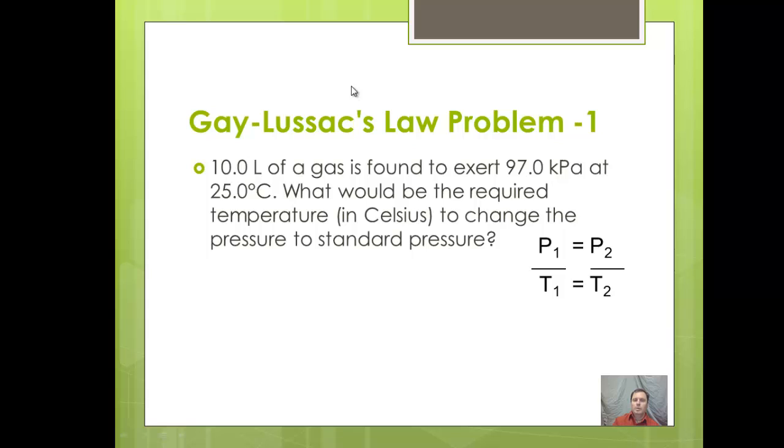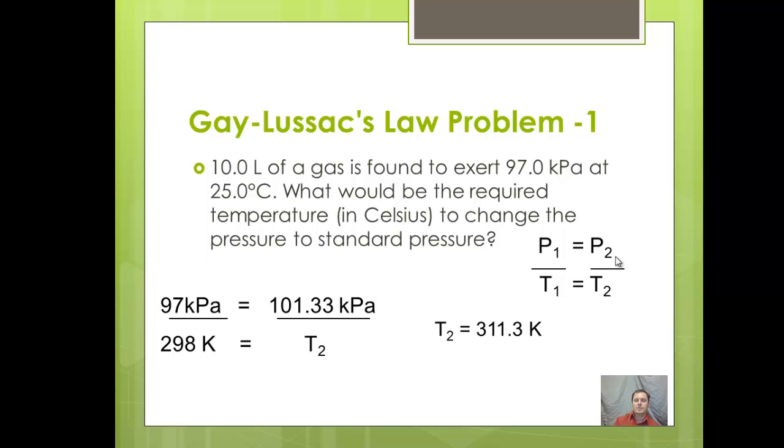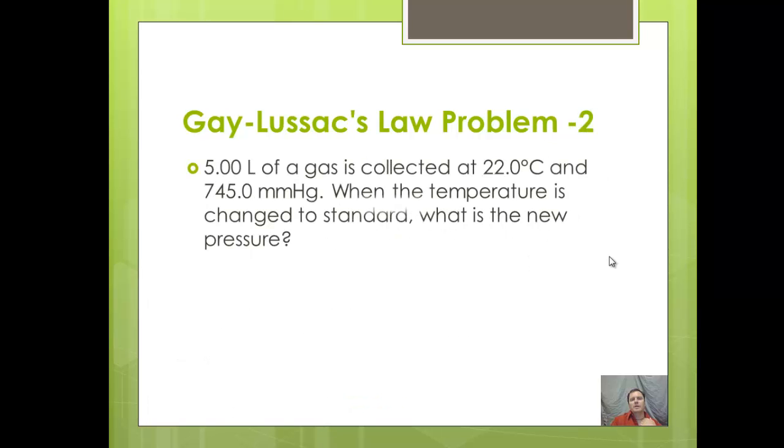Well, we know P1 here, T1, we're looking for T2, and then we have to find P2. We're in kilopascals, so standard pressure is 101.33 kilopascals. Once again, rearrange and solve for T2, and you get 311.3 Kelvin. Now, once again, it doesn't want Kelvin, it wants degrees Celsius, so we subtract 273 from this and end up with 38.3 degrees Celsius.